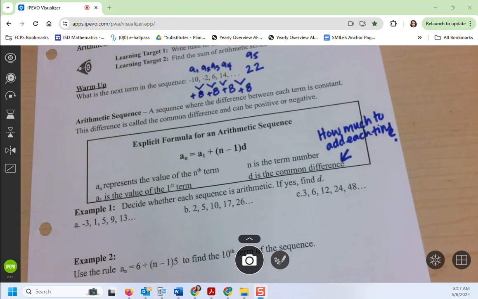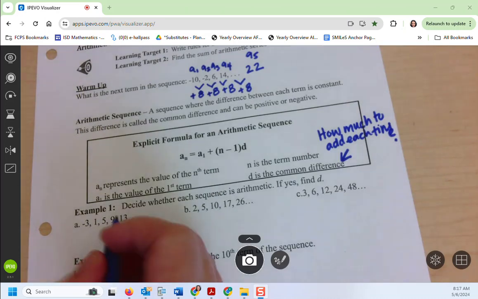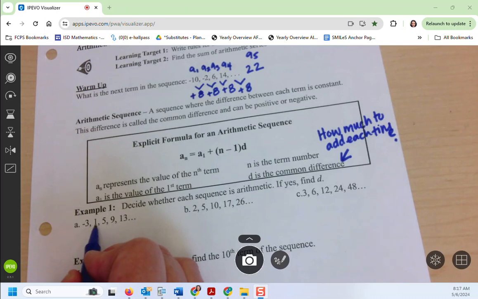All right, in example 1, it says, decide whether each sequence is arithmetic, and if yes, find d. Find out how much we're adding each time. So if I go from negative 3 to 1, I added how much? Negative 3 plus what gets you 1? 4, right? And if I continue adding 4, you want to check each step. Do I get the next number? Yeah. So this is a yes, and d is 4.